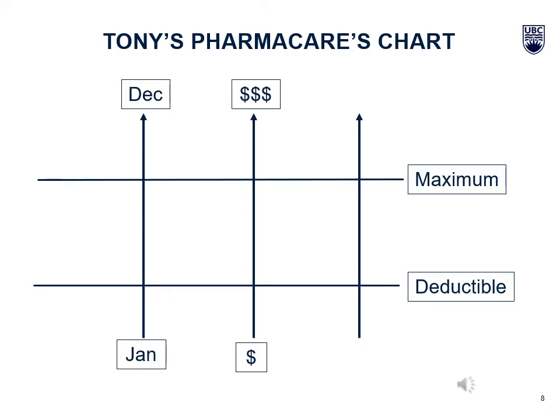I then add some vertical lines. On the left is a line that starts with January at the bottom and December at the top. This represents the fact that a person's PharmaCare deductible and maximum is annual. On January 1st of every year, a person's PharmaCare deductible and maximum rolls back to zero, and they have to start paying again. The middle vertical line shows the amount of money the patient has spent. At the beginning of the year, they spent a little bit, and as the year progresses, the patient has paid more. The vertical line on the right shows that a person must first reach their PharmaCare deductible before proceeding to their maximum.